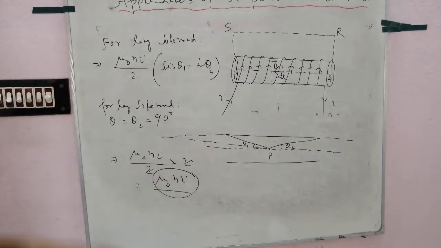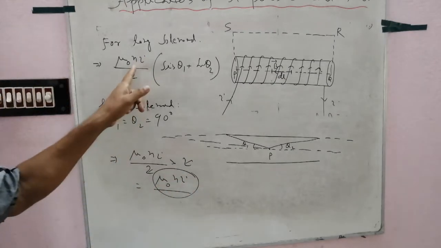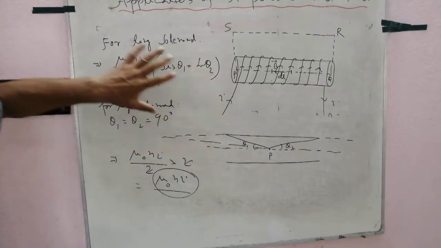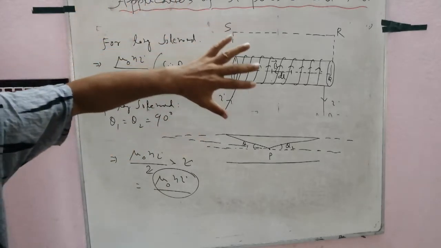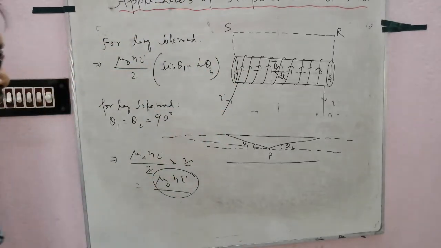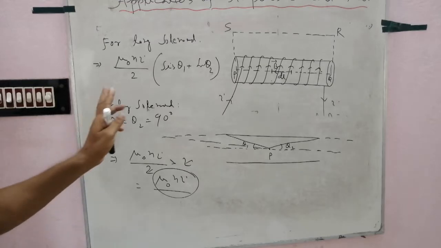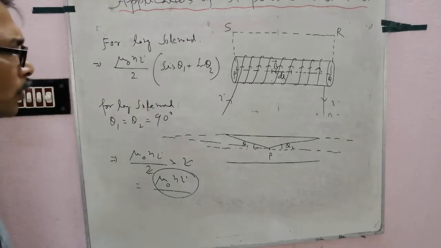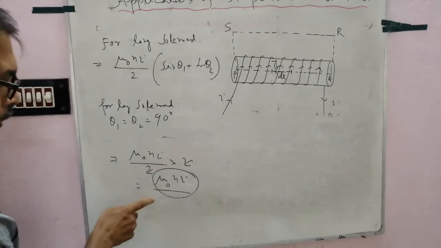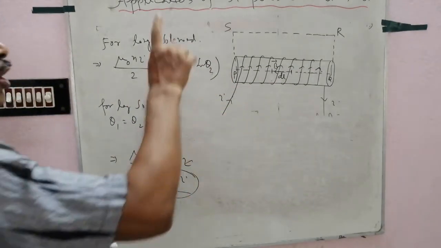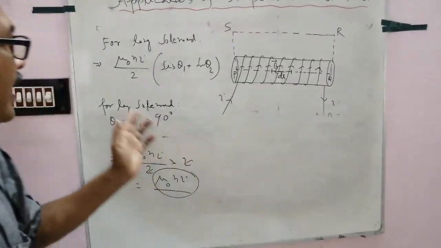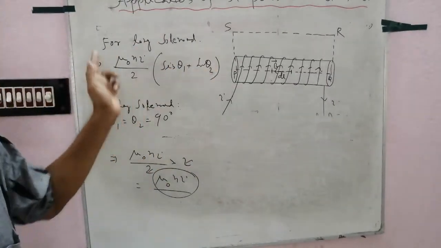So this equation is very, very important. Mu 0, n is the number of turns per unit length, mu 0 n I by 2 into sin theta 1 plus sin theta 2. There is no need of proof because there is no proof in your syllabus. In higher classes there is a proof. Okay. So for an infinitely long solenoid, mu 0 n I, from Ampere circuital law I proved it, and from this formula it is also proved.